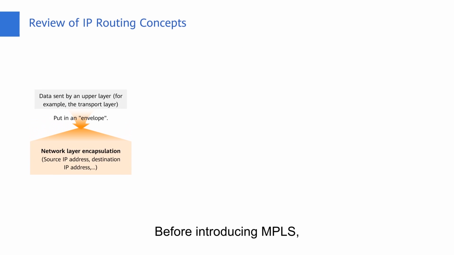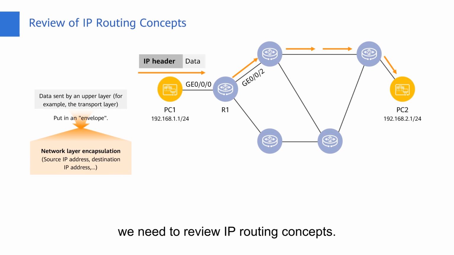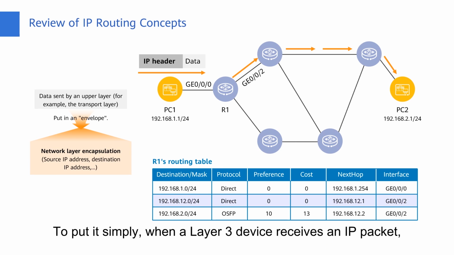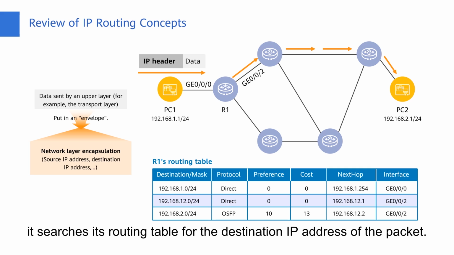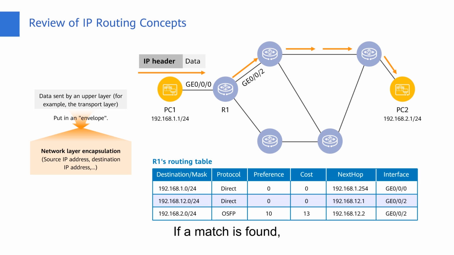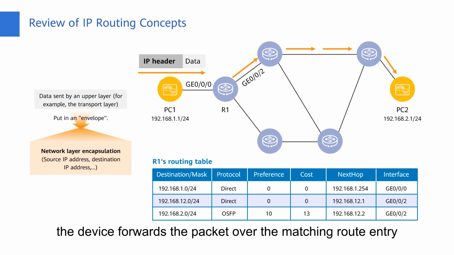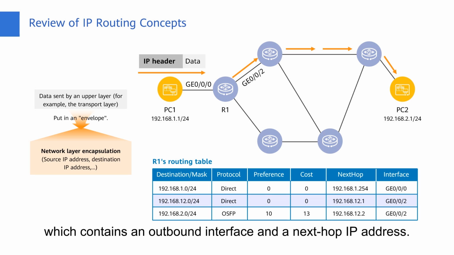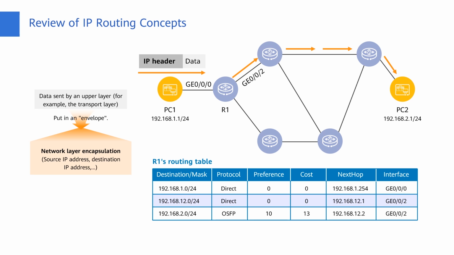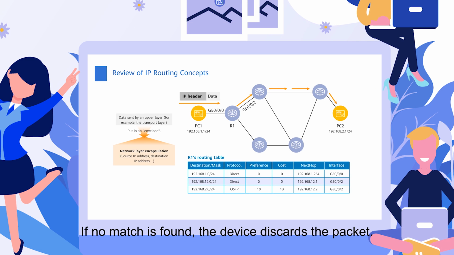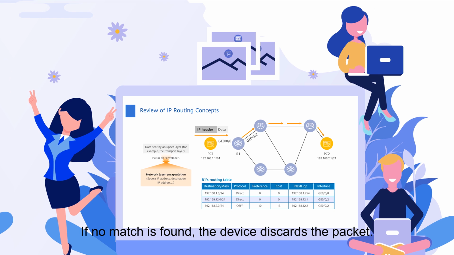Before introducing MPLS, we need to review IP routing concepts. To put it simply, when a Layer 3 device receives an IP packet, it searches its routing table for the destination IP address of the packet. If a match is found, the device forwards the packet over the matching route entry, which contains an outbound interface and a next hop IP address. If no match is found, the device discards the packet.